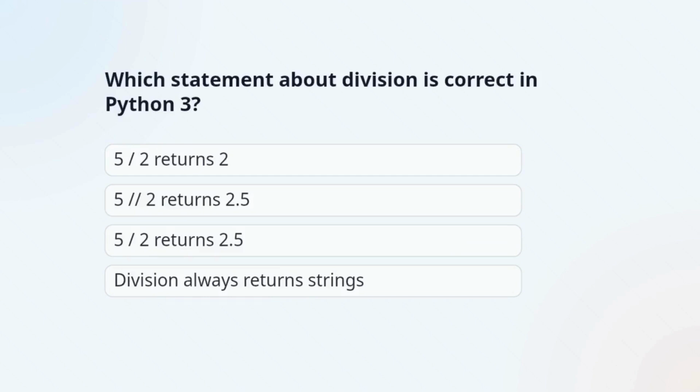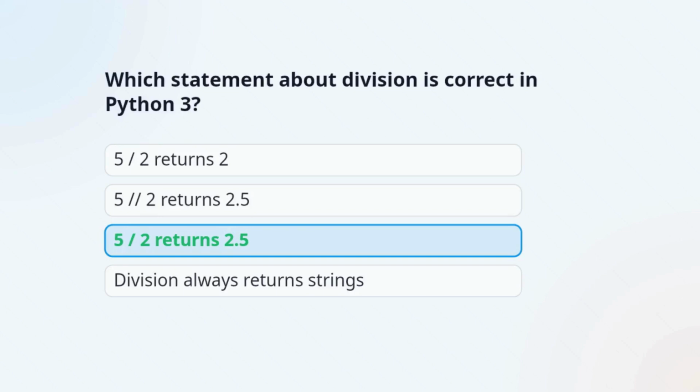Question 3. Which statement about division is correct in Python 3? The correct answer is 5 halves returns 2.5. In Python 3, normal division returns a floating point result, while floor division uses the double slash.